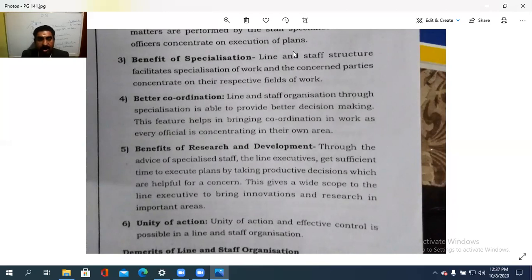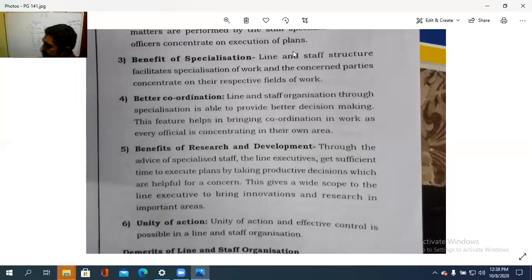Then the benefit of R&D, research and development. Through the advice of specialized staff, the line executive gets sufficient time to execute the plans by taking the productive decisions which are helpful for a concern. This gives a wide scope to the line executives to bring the innovations and the research in important areas. So that is the benefits of research and development.